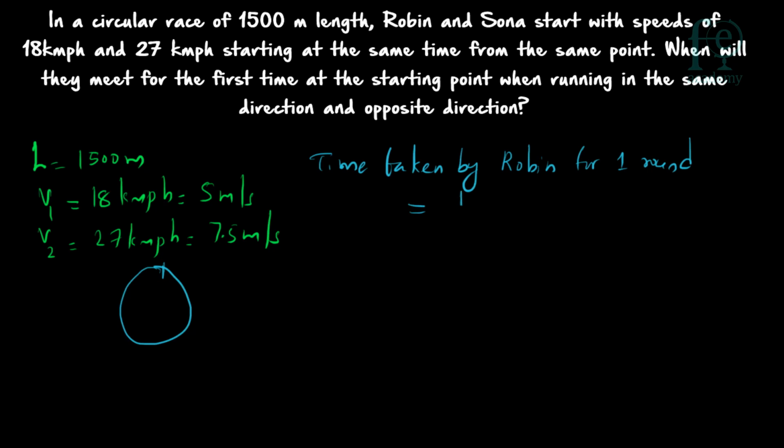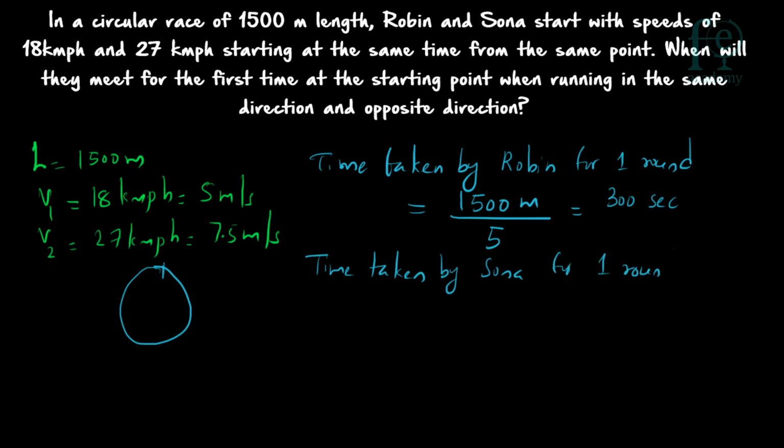So what is our distance here? 1500 meters. It is the length of the circular track, or the circumference of the circular track. So 1500 divided by 5 will give you the time taken by Robin for one round, which is equal to 300 seconds. Then you have to find out the time taken by Sona for one round. For one round, Sona will be taking 1500 divided by 7.5, which gives you 200 seconds.